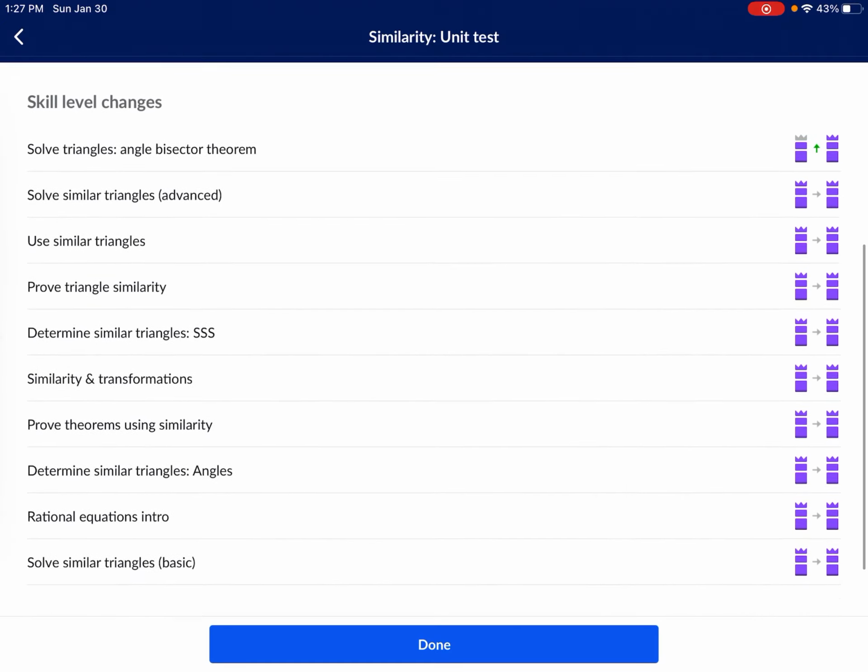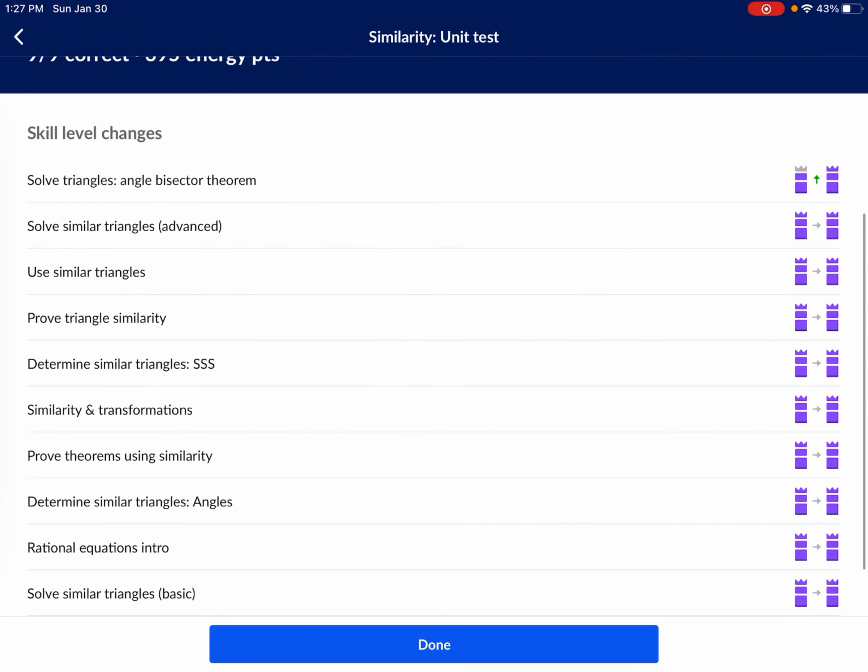Alright, that's the unit test for similarity.